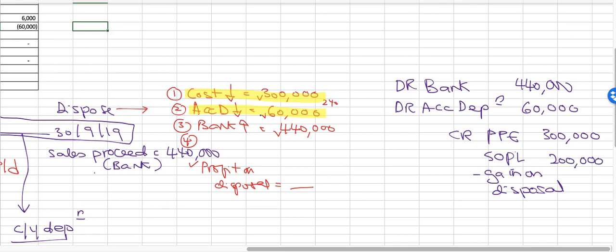Okay, in fact from here you can find the CV is 240. Kan? Compare this one to bank, so you get higher, you can sell higher than the carrying value, so you get profit or gain on disposal. That's it for this video. Thank you.